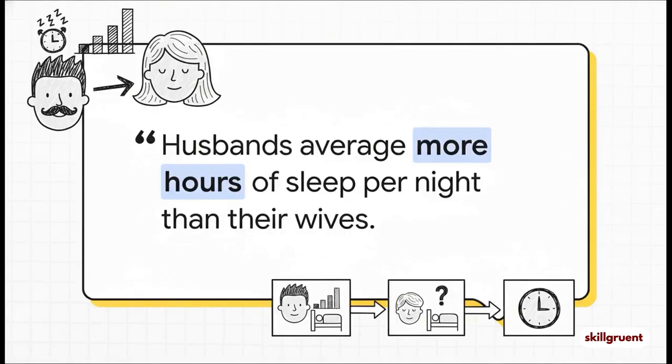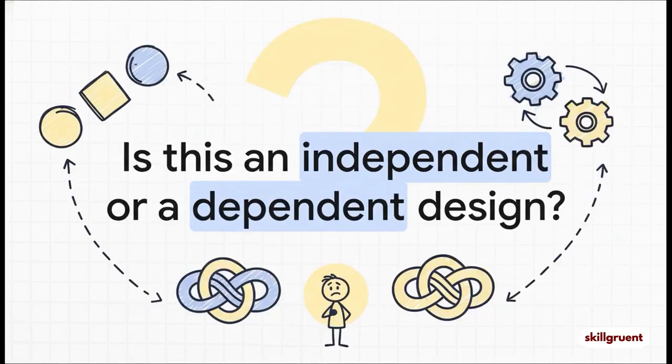All right, time for a little quiz. Let's look at this research idea. A study wants to find out if husbands get more sleep than wives. Now, on the surface, that sounds pretty simple, but how you set this experiment up is absolutely everything. So, what do you think? Based on what we've just talked about, would you use an independent or a dependent design to test this?